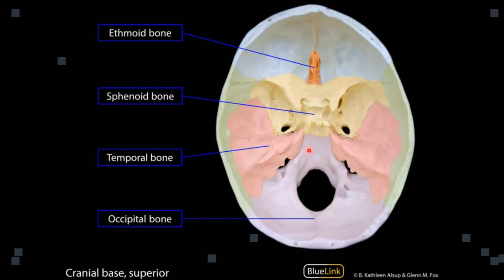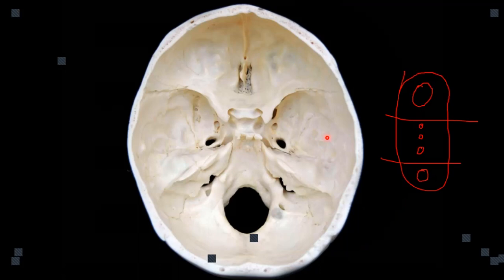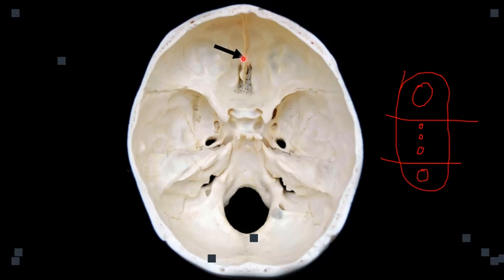Yeah, so those are some of the bones in the various cranial fossae, and let's discuss now these openings, the foramina. Okay, now let's start with the anterior cranial fossa. In the anterior cranial fossa, you have that. Now that is the opening between the frontal bone and the ethmoid bone. So this is found at the junction between the frontal bone and the ethmoid bone. So that's the foramen cecum.